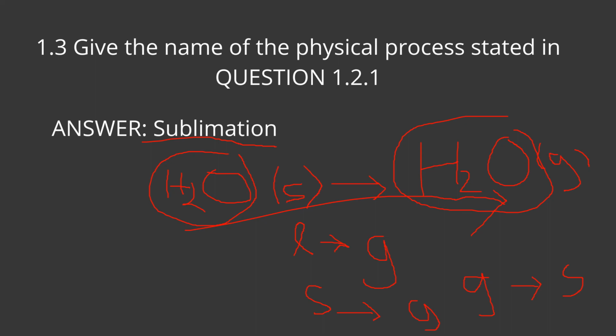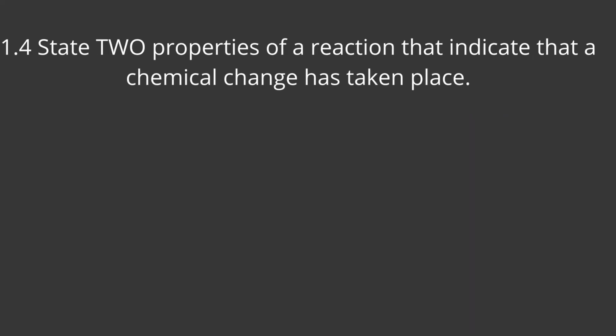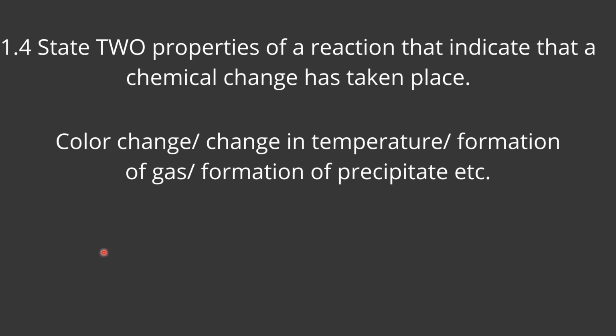Okay, let's move on to the next question. It says we need to state two properties of a reaction that indicate that a chemical change has taken place. So if you were in a lab doing an experiment, playing with chemicals, adding things in there, and then things happen, how would you know that a chemical change has taken place? Well, there's a number of ways that you can know.